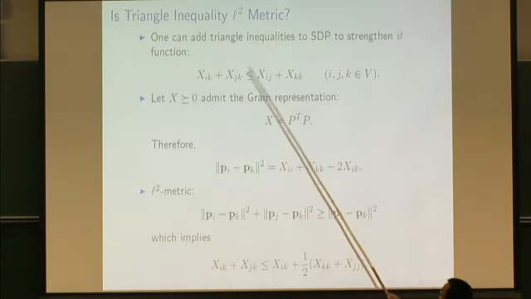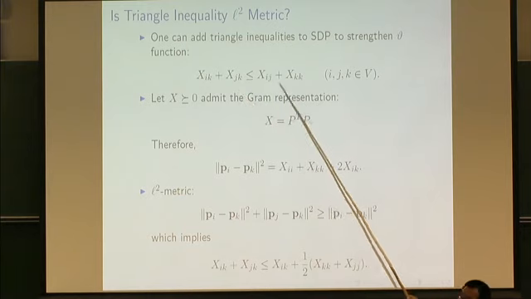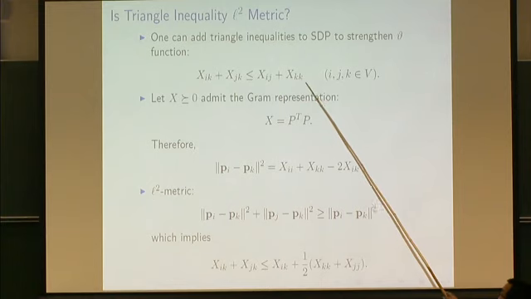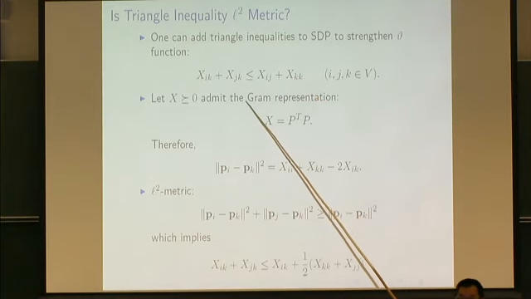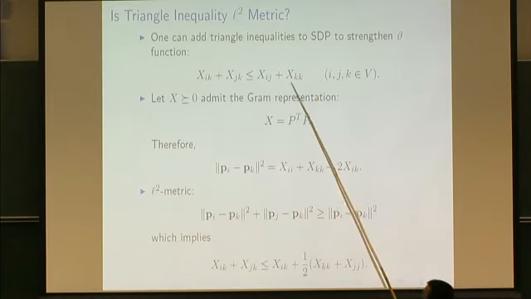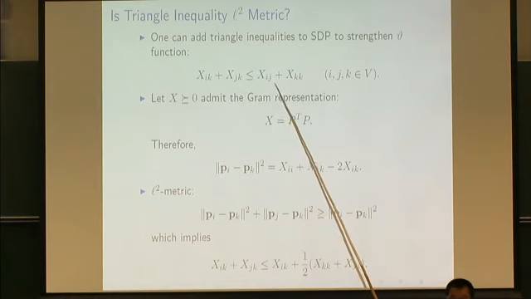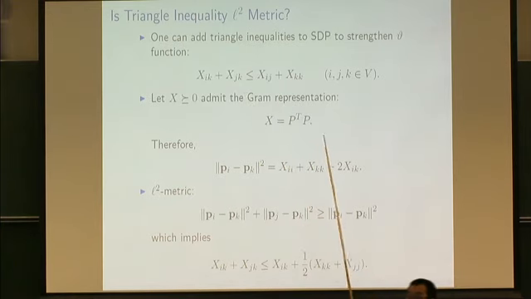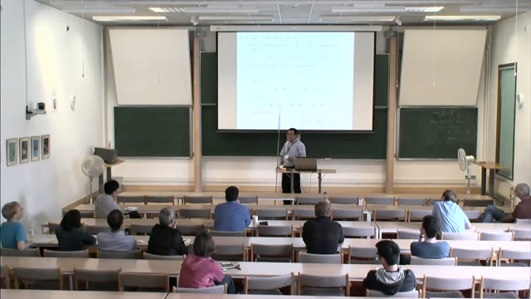Triangle inequalities is this. I took it from somewhere. I read the paper. I said this is for the theta function. You add this. Those are the triangle inequalities. Yeah, that's only half of them, I think. Half of them. They are more than that.